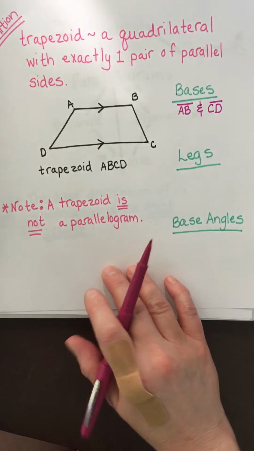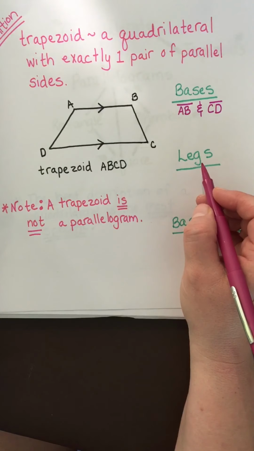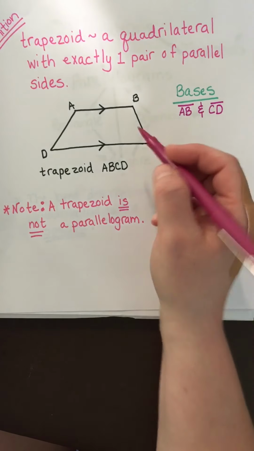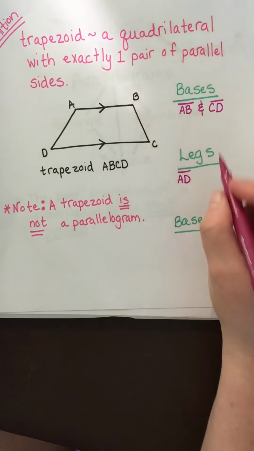All right, the other 2 sides, the 2 sides that are not parallel, are called the legs of the trapezoid. So for this trapezoid, the legs would be AD, this side right here, and BC.